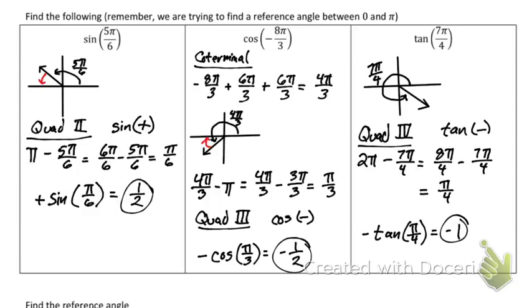All right, any questions on those? Because we are in quadrant 4, and tangent is negative in quadrant 4. Whatever sign is supposed to be in front, we have to put that at the end. So we have negative 1.